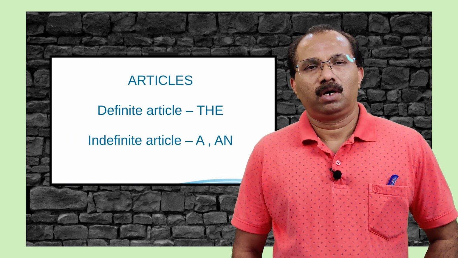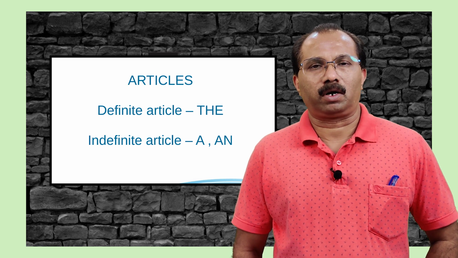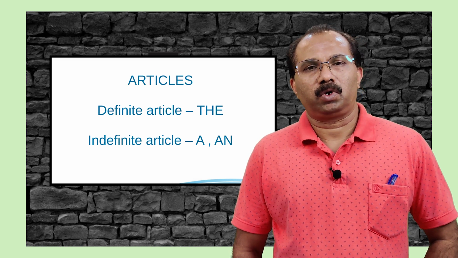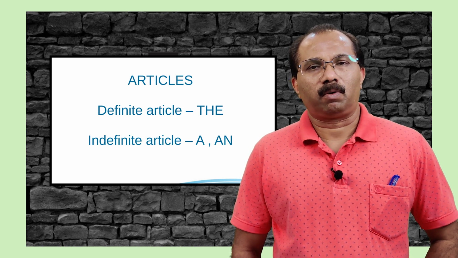Let's begin with articles. What are articles? You might have learned. Articles are words used before nouns or noun equivalents and are a type of adjectives. As you might know, we have three articles: the, a, an. The first one is called the definite article, and the other two, a or an, are called indefinite articles.